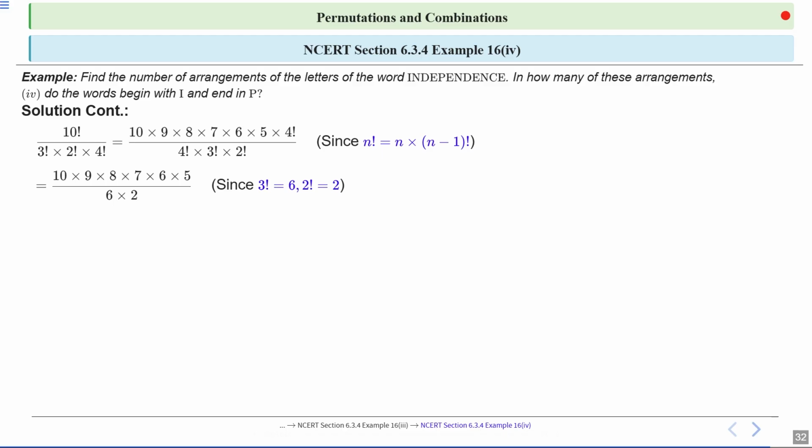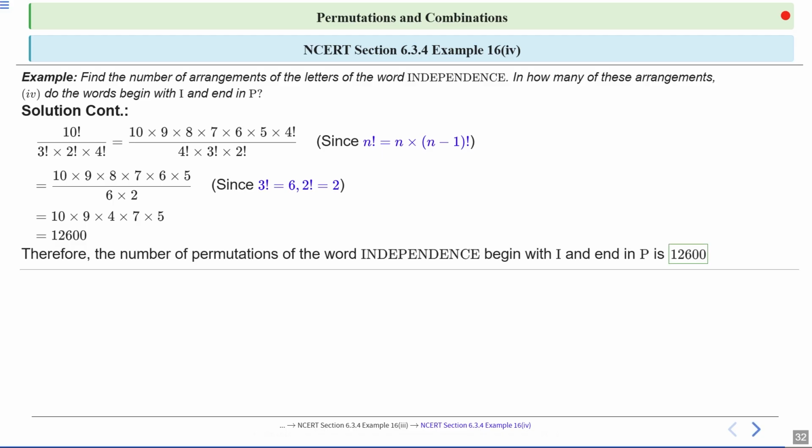And since 3 factorial is 6 and 2 factorial is 2, it gives us 10 into 9 into 8 into 7 into 6 into 5 upon 6 into 2. This is equal to 10 into 9 into 4 into 7 into 5. And after multiplying, we get 12,600. Therefore, the number of permutations of the word independence that begin with I and end in P is 12,600. Okay, I hope this example is clear to all of you.